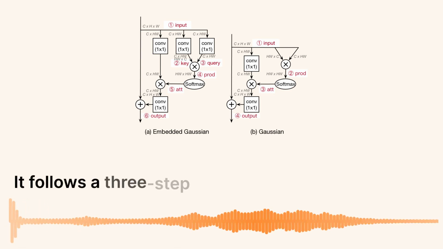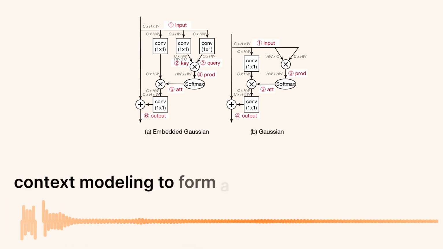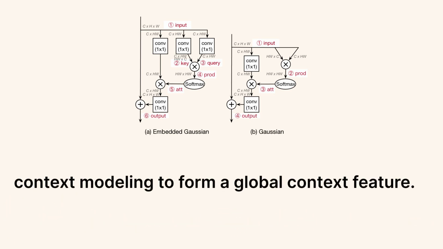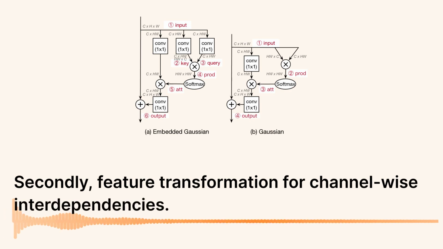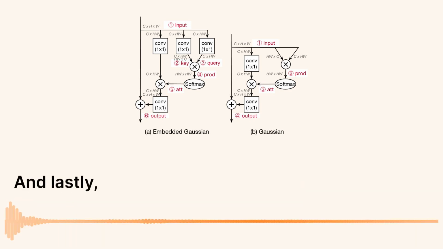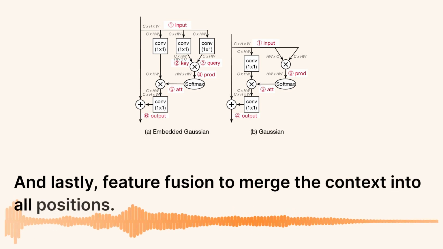It follows a three-step process. Firstly, context modeling to form a global context feature. Secondly, feature transformation for channel-wise interdependencies. And lastly, feature fusion to merge the context into all positions.